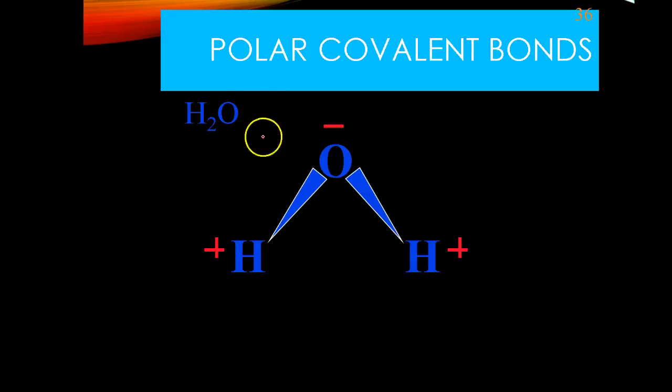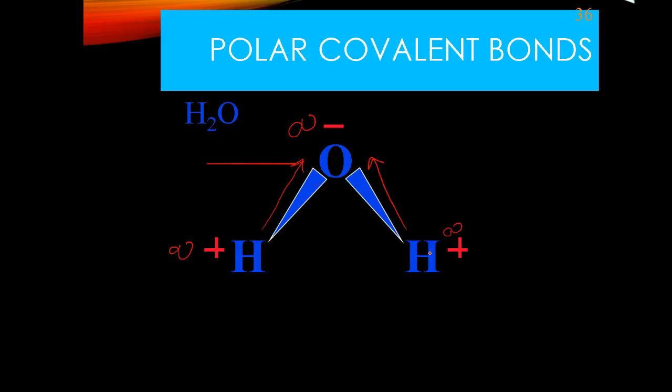unequally. All right, so here's my covalent bond, and it shows us that the electrons are being drawn more towards the oxygen. So oxygen is going to be more negative. It's not a complete charge, it's actually a partial charge. So oxygen is partially negative, which makes the hydrogens partially positive.